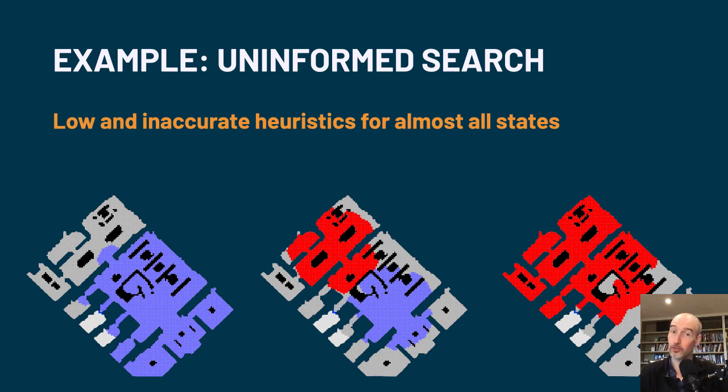The other case I'm going to look at quickly is uninformed search. Here the heuristics are low everywhere because they're 0, and for most states, they're inaccurate. And so we expect to see in uninformed search, which is something we've always known, that bidirectional search outperforms unidirectional search.